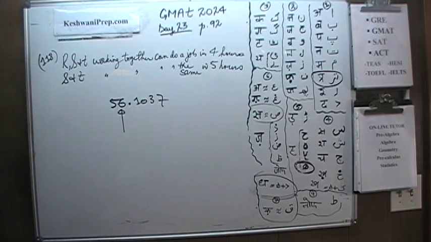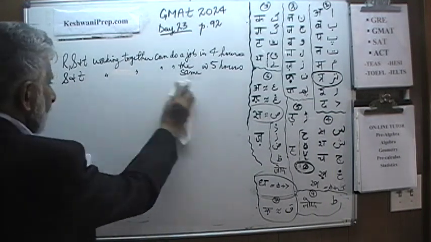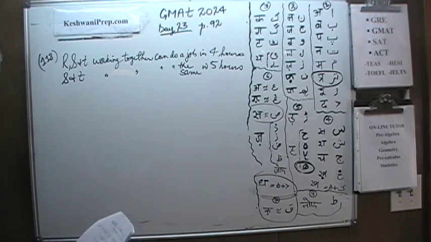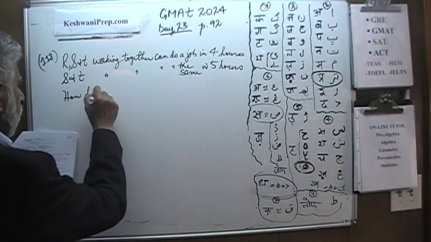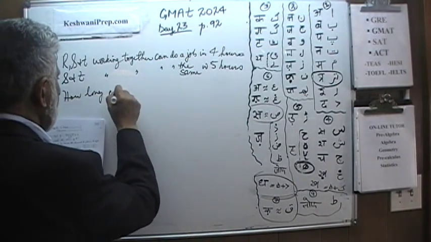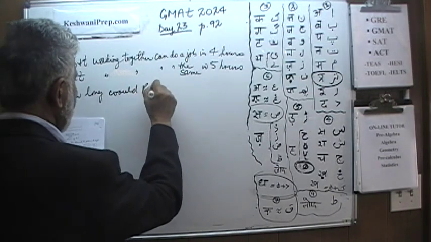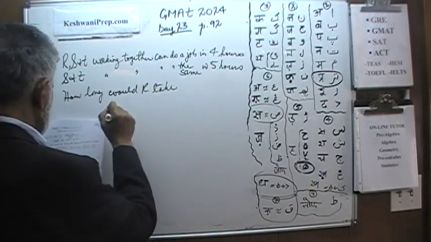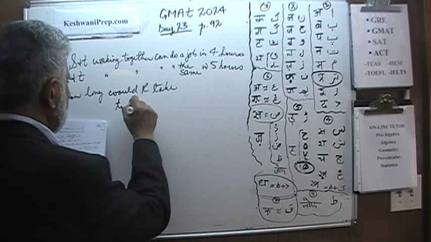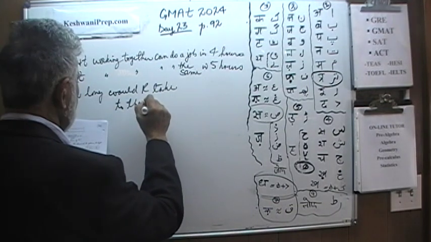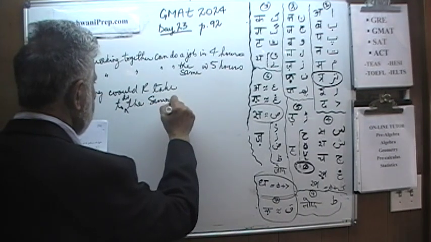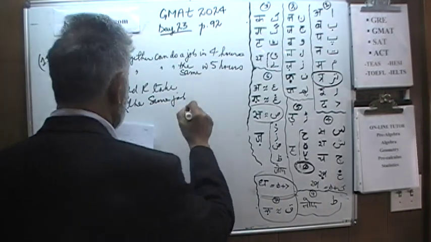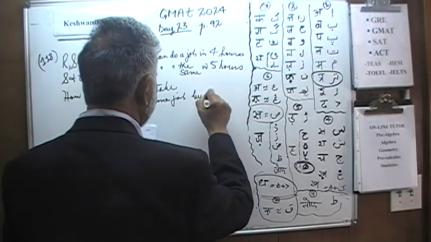The question is quite straightforward. Very simple question. You can probably gather by now what the question is going to be. The question is, how long would R take to do the same job alone, by himself?